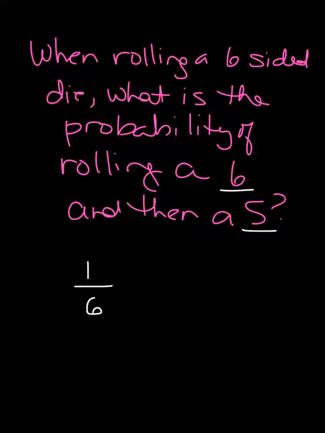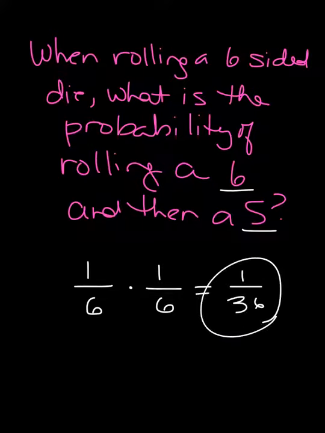Now I pick up the die again, and I'm going to roll it again. Now my die didn't change. There's still 6 options. And if I'm trying to roll a 5, there is only one 5 on that die. So I multiply across, and I have 1/36. That's the probability of rolling a 6 and then a 5.